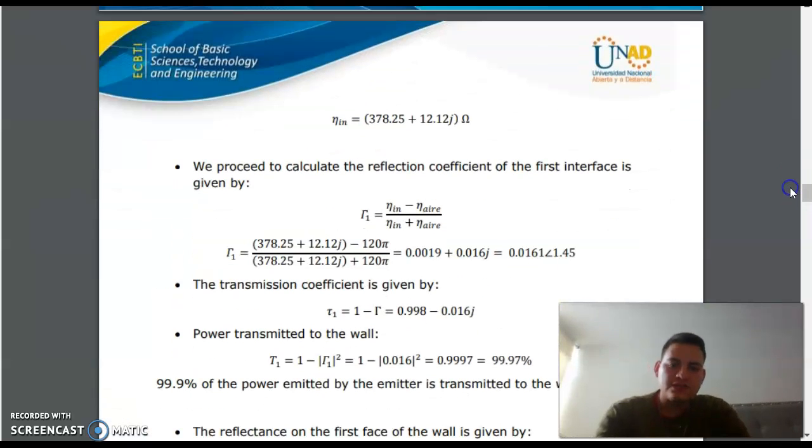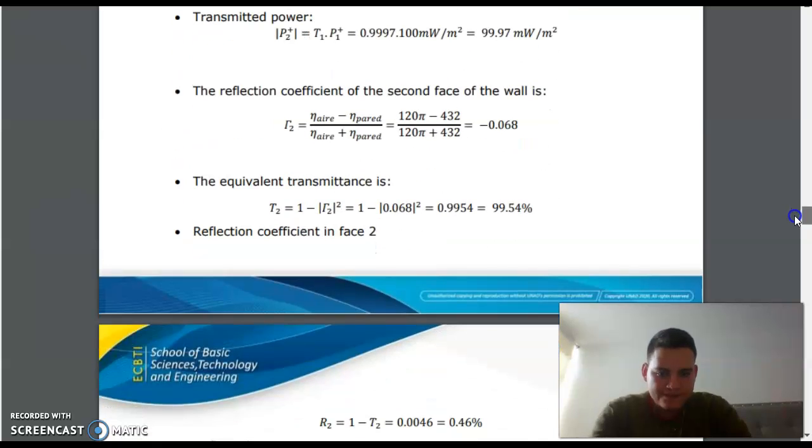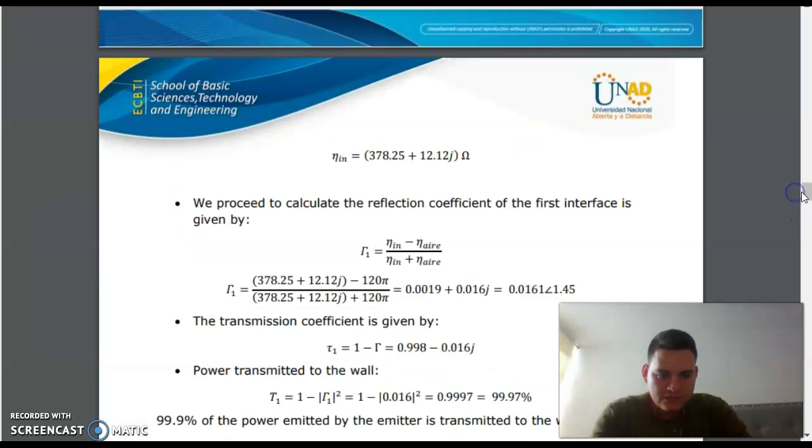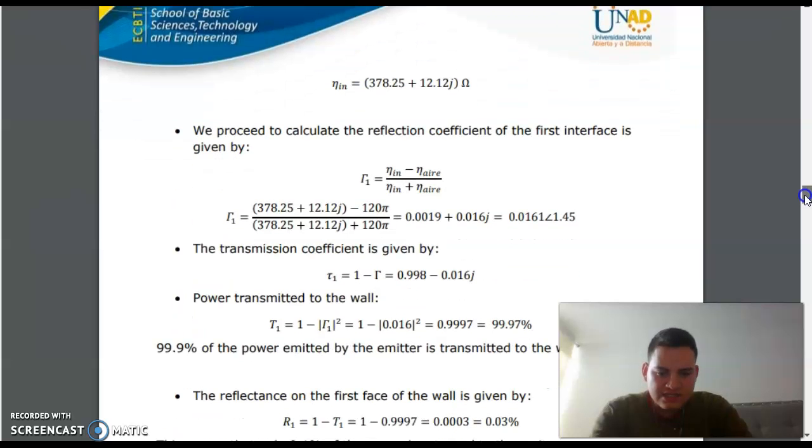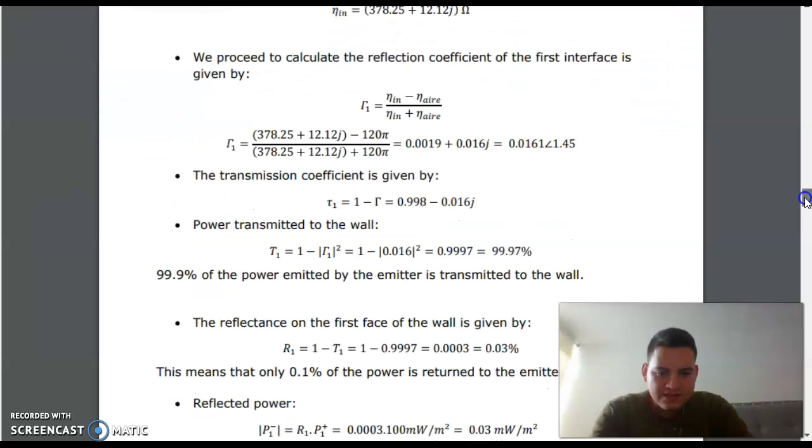We proceed to calculate the reflection coefficient of the first interface, given by the following. The transmission coefficient is given by the power transmitted to the wall. 99% of the power emitted by the emitter is transmitted to the wall.